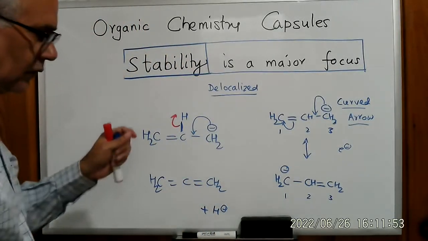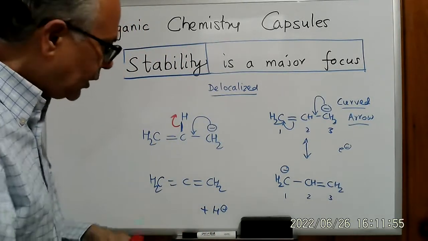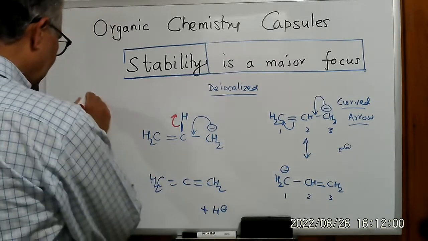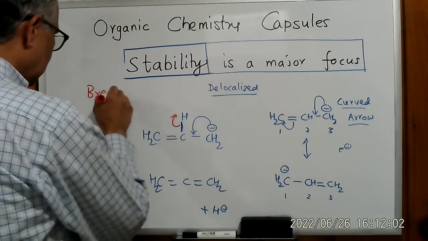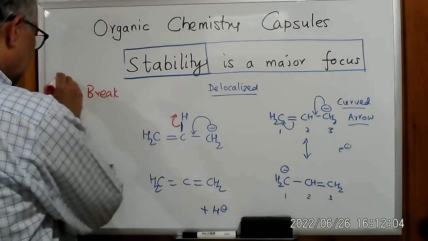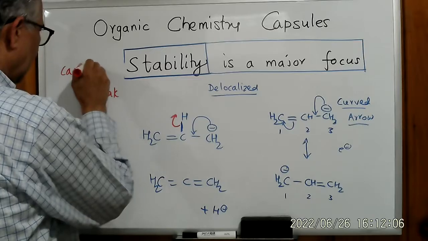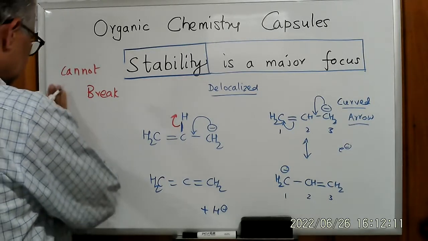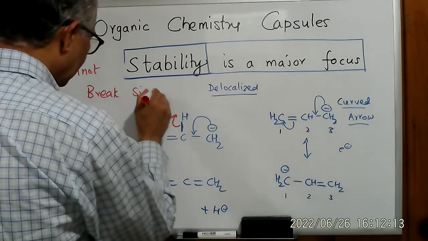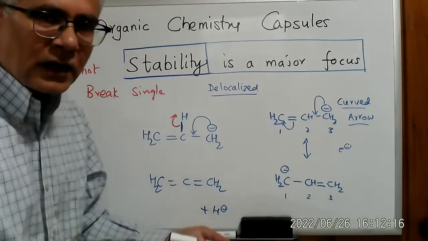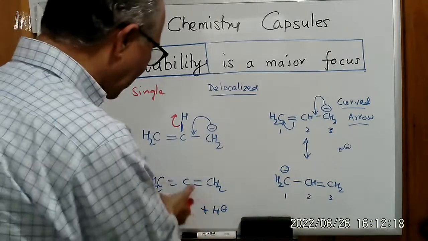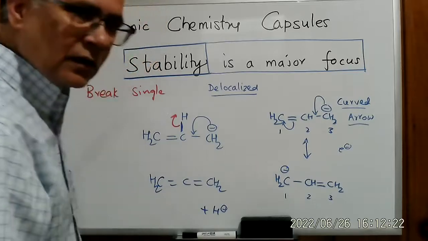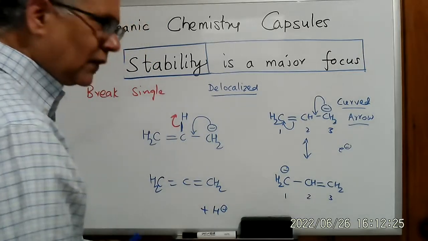Okay. Now, whenever you draw resonance, there are rules, right? You cannot break single bonds. You must not break single bonds. Because if you break them, it's no longer that compound. It becomes something else. It's no longer the allyl anion. It's something else, completely different. Okay? So you cannot break single bonds.